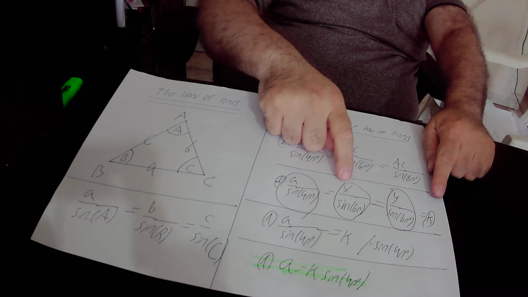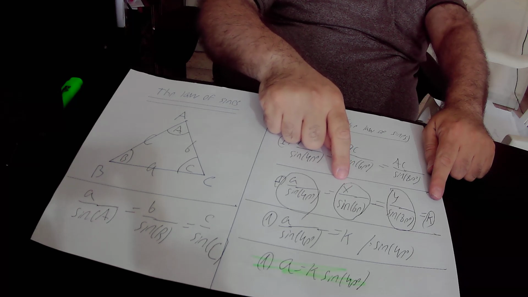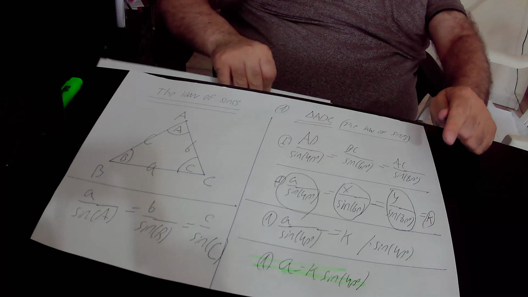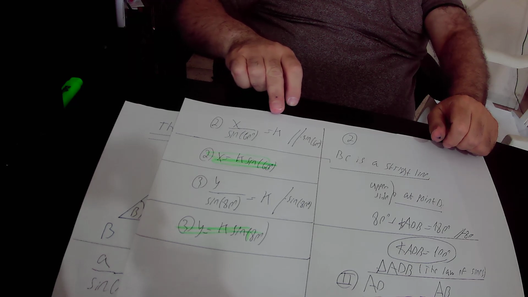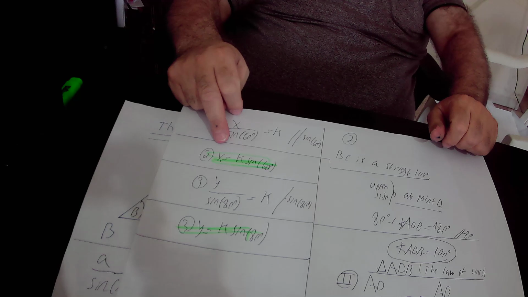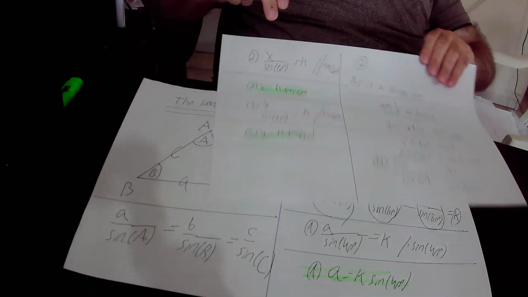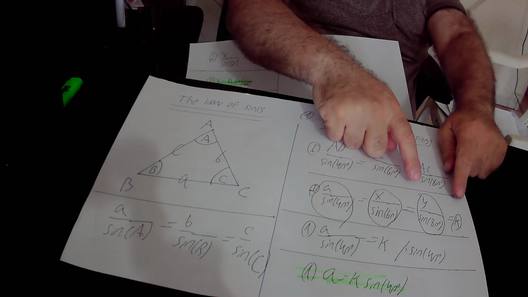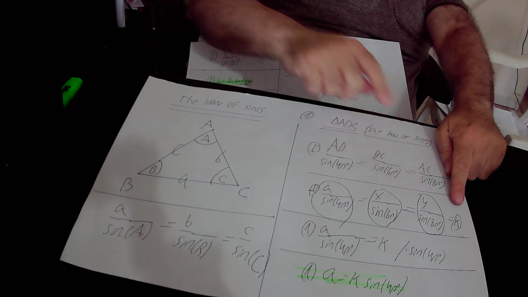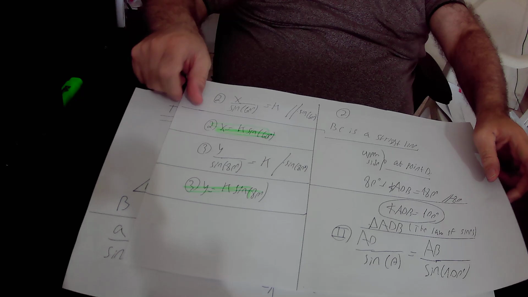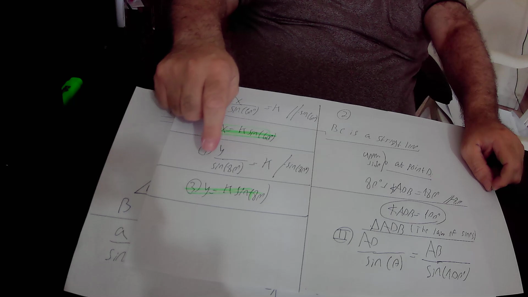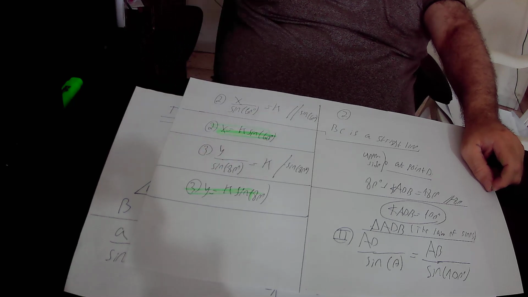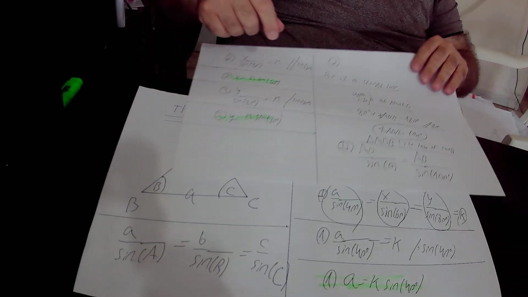Then we derive the second equation that x over sine 60 degrees equals k. We multiply this equation number 2 by sine 60 degrees, and we found out that x equals k times sine 60 degrees. Then we have the third equation. Those two expressions are equal to each other, so y over sine 80 degrees equals k. We multiply this equation by sine 80 degrees, and we found out that y equals k times sine 80 degrees.